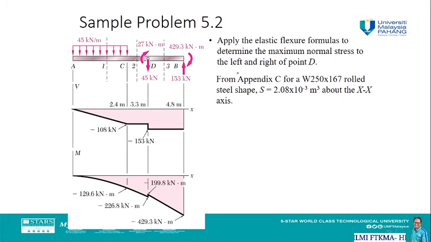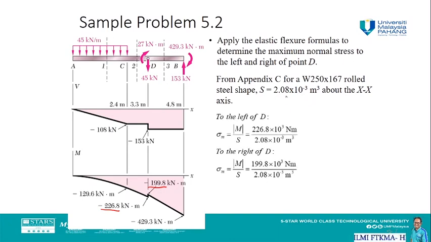So we are going to apply the elastic flexure formula to determine the maximum normal stress to the left and to the right of point D. Looking at point D, to the left of point D the maximum moment is minus 226.8, and to the right of point D it will be negative 199.8. From Appendix C, we know that the 250 by 167 steel shape has a section modulus of 2.08.